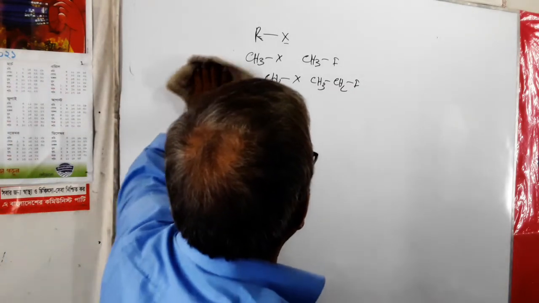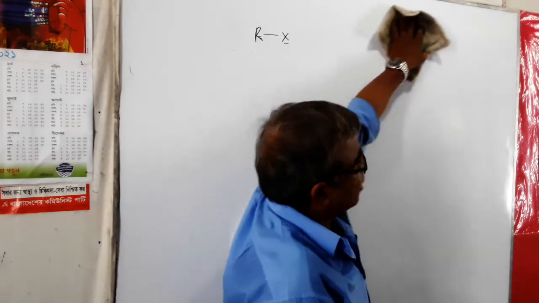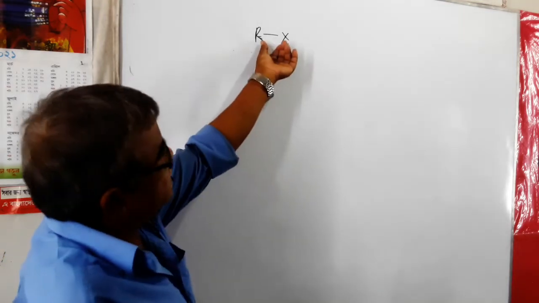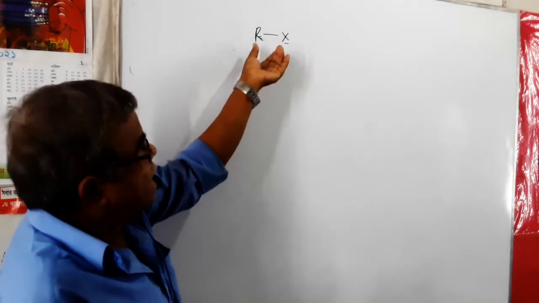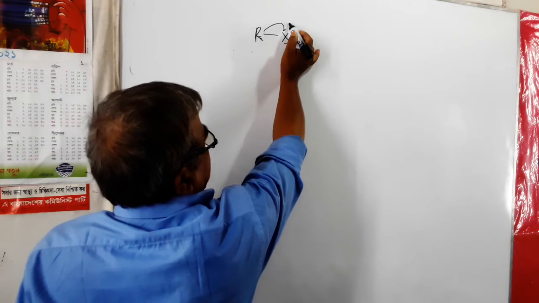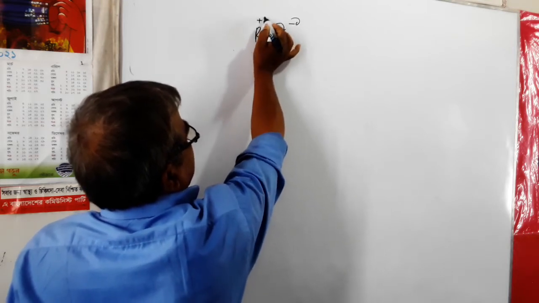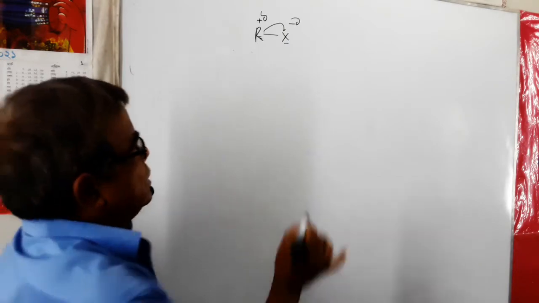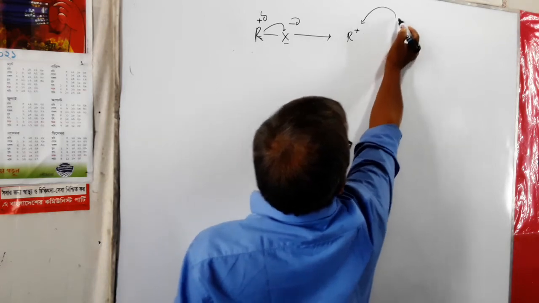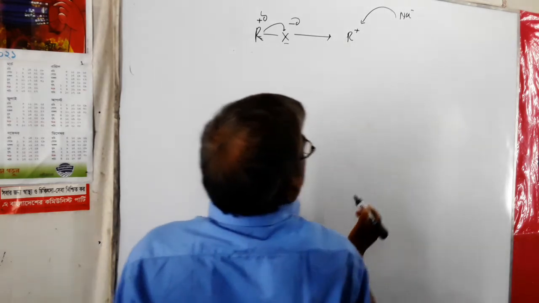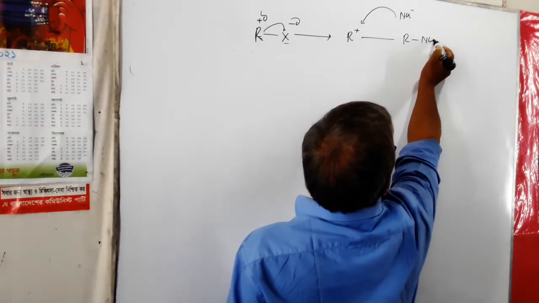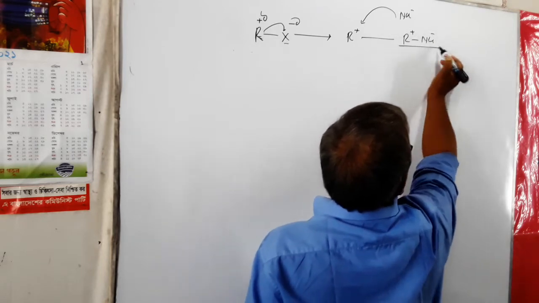In the case of alkyl halide, the electronegativity of halogen is greater than carbon, so the electron cloud of the sharing bond, the sharing electrons, shifts towards the halogen. So the halogen develops a partial negative charge and the carbon becomes a carbocation. Then the carbocation is attacked by a nucleophilic reagent. Then the product will be R-Nu.